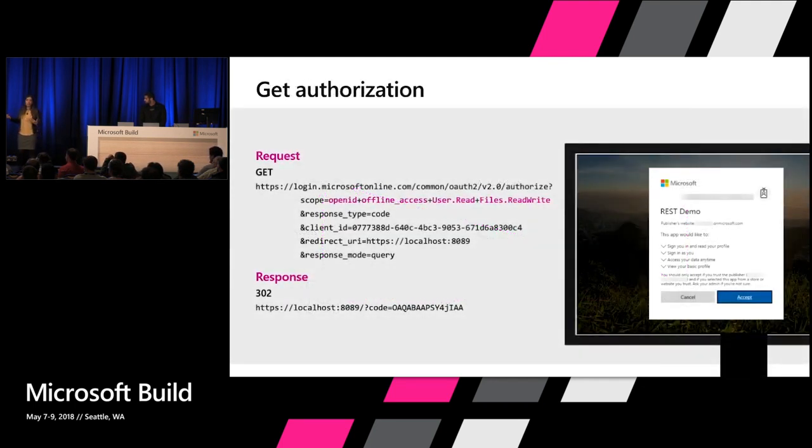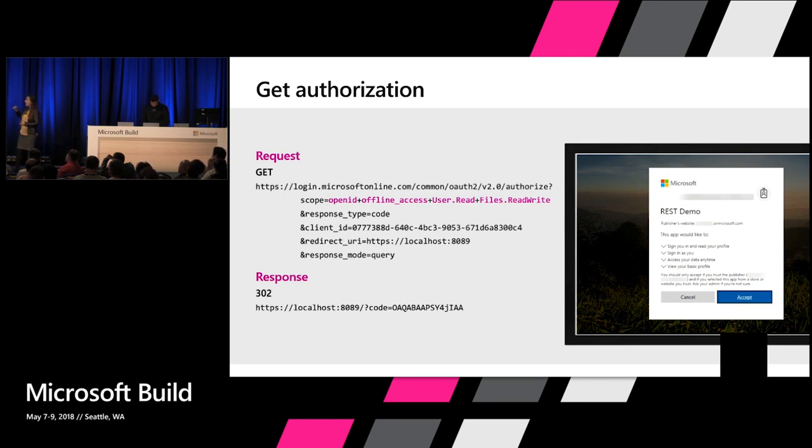So the first thing that you're going to do is getting an authorization. This is a simple request to the auth endpoint. Here I'm using the V2 endpoint for our authorization and passing in the scopes that my application will access. In this case, the first one is the OpenID Connect scope that allows me to use single sign-on with this particular user. The second one is offline access, which will allow me to get a refresh token to then come back afterwards to the authorization server and get an access token.